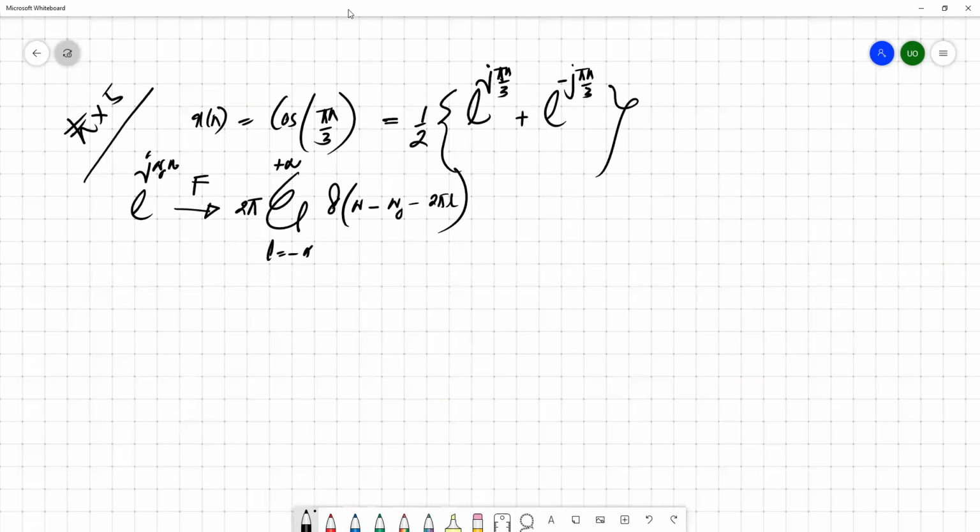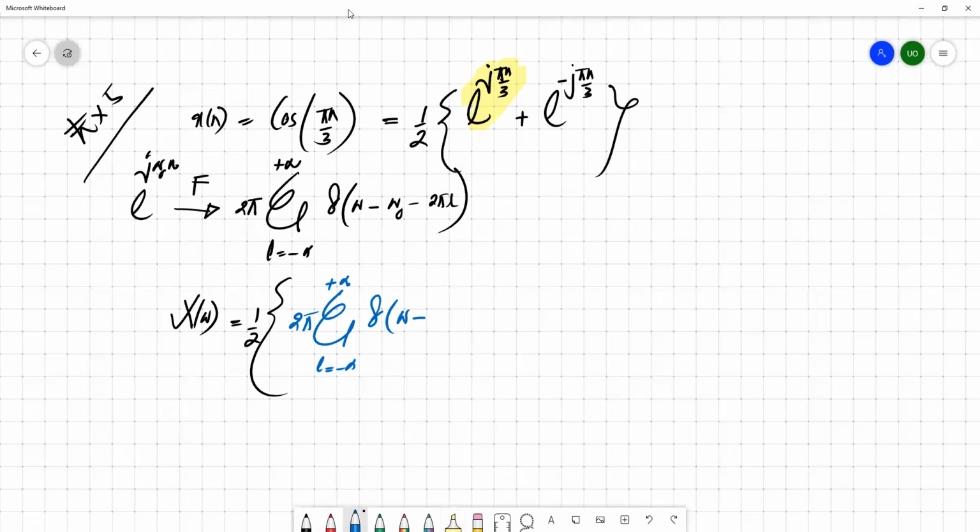So then just plug this in here. So then the X omega is actually half. So the Fourier transform of this block can be this: 2 pi, sum over L equals minus infinity to plus infinity, delta omega. Omega naught is like 5 by 3 to 5.